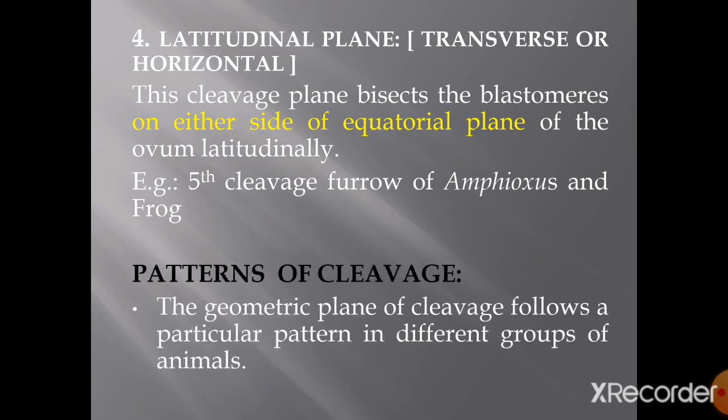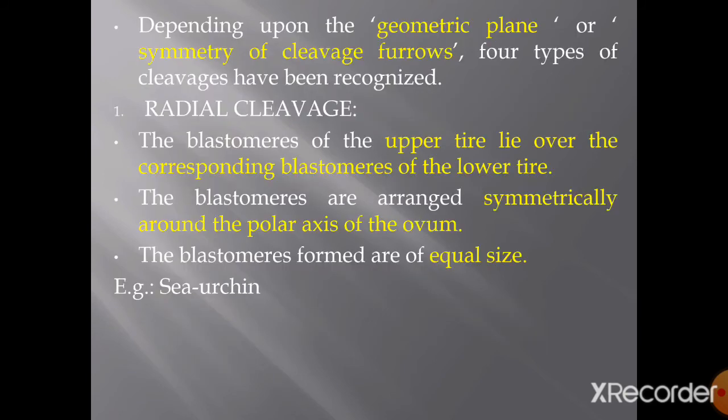Now, after learning the four different types of cleavage planes, we get into the next topic, that is patterns of cleavage. What exactly is it? The geometric plane of cleavage follows a particular pattern in different groups of animals. Depending upon the geometric plane or symmetry of cleavage furrows, four types of cleavages have been identified.